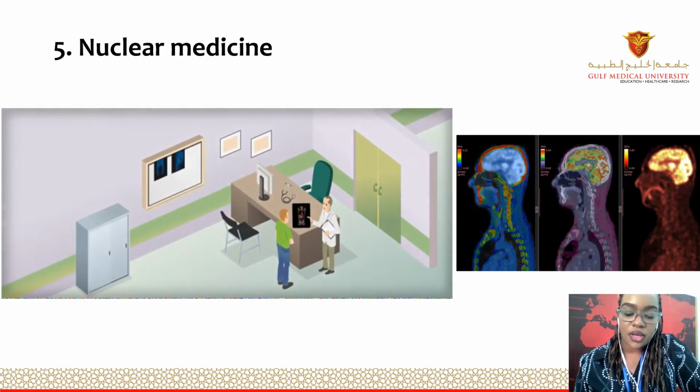So we give a drug to the patient, which gives us a clear image of the function, the problem in the function, and then we use the CT to collaborate them together and see where the lesion is and where the problem is. This is one of the images we can see in nuclear medicine.